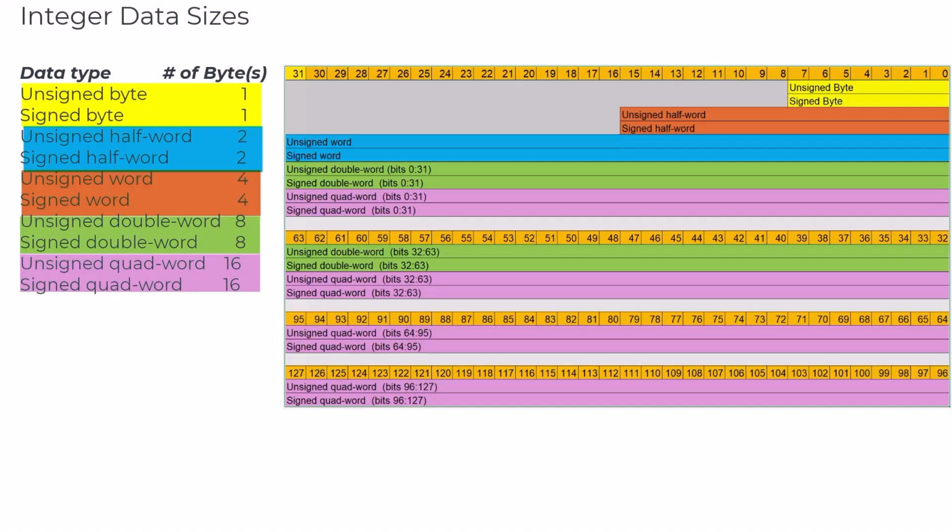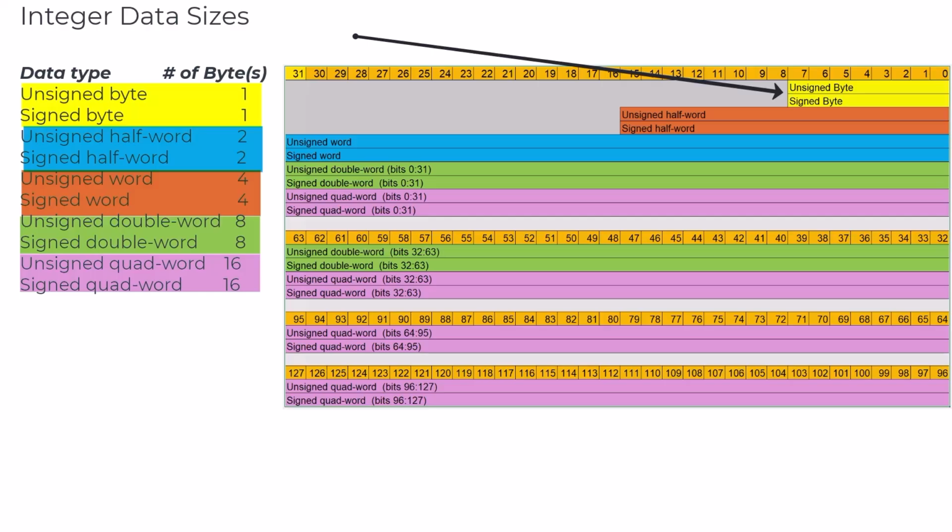Before we delve into the arithmetic functions, we want to review the data sizes that are available. The color-coded chart shows 4 sections with each section divided into 32 bits. Each color represents a different data size. The least significant bits, 31 through 0, are at the top with the last 32 bits, 127 through 96, shown at the bottom.